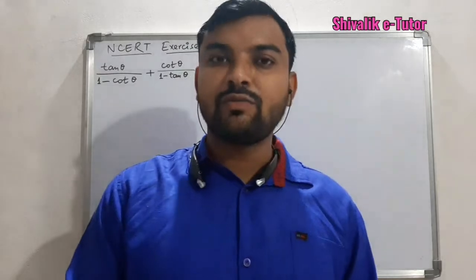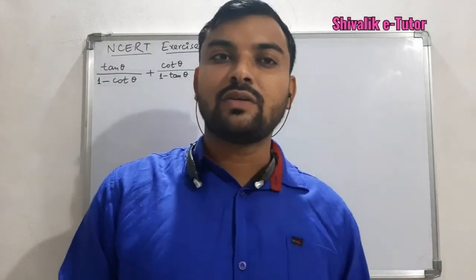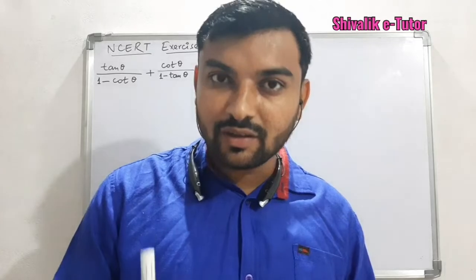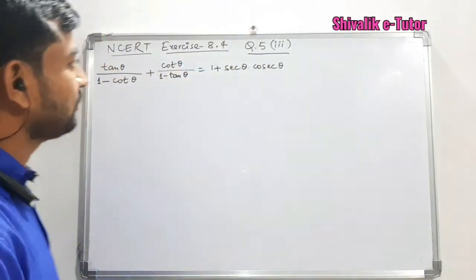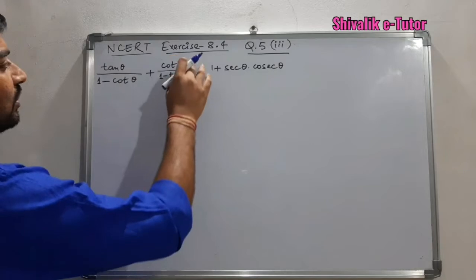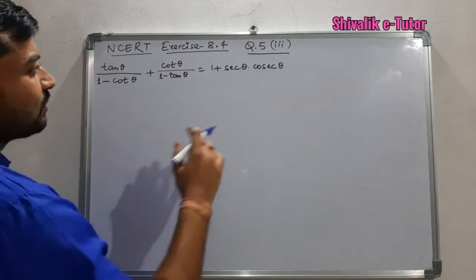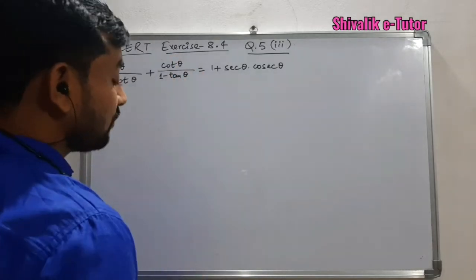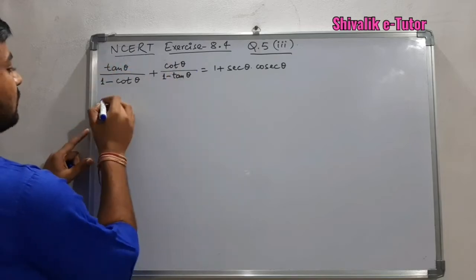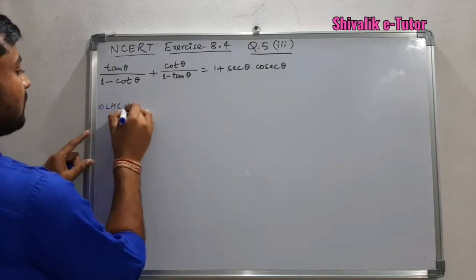Hello everyone. In this video I am going to solve the third part of question number 5 from your NCERT exercise 8.4. The question is tan theta upon 1 minus cot theta plus cot theta upon 1 minus tan theta is equal to 1 plus sec theta into cosec theta. We will convert all these LHS terms into sin theta and cos theta.